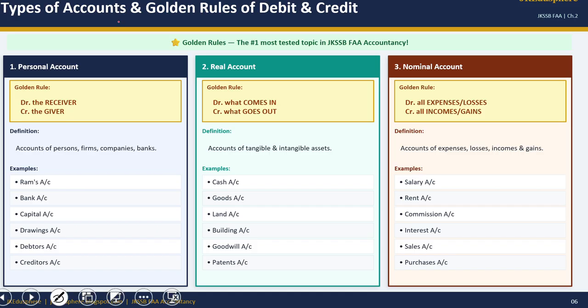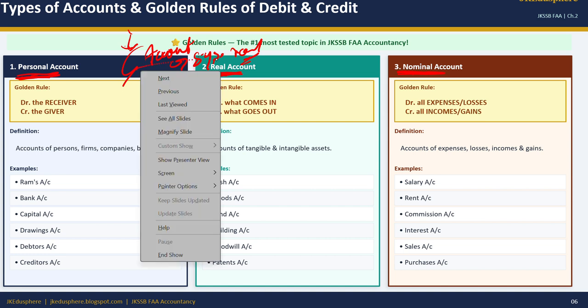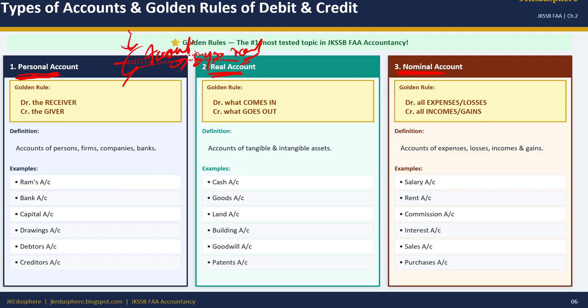So now we saw what is account. Account is a systematical record. So now we will see some types of account. There is personal account, real account, and nominal account. There are three types of accounts: personal account, real account, and nominal account.